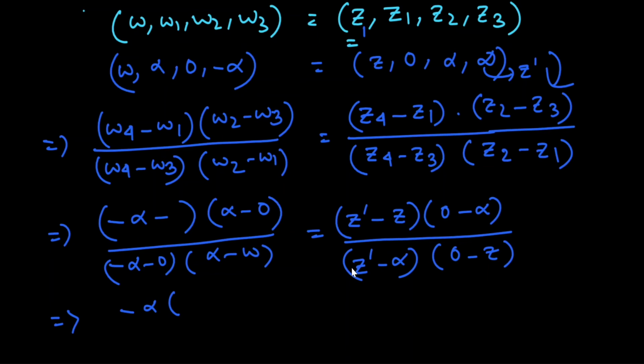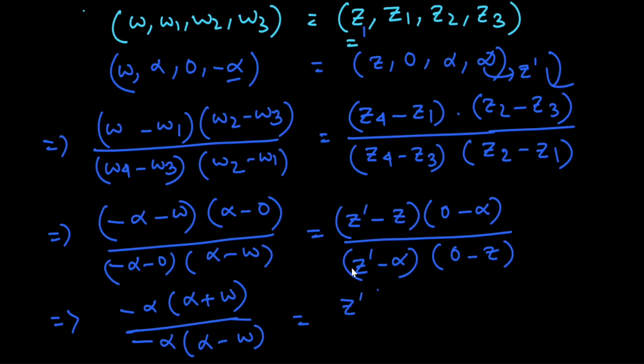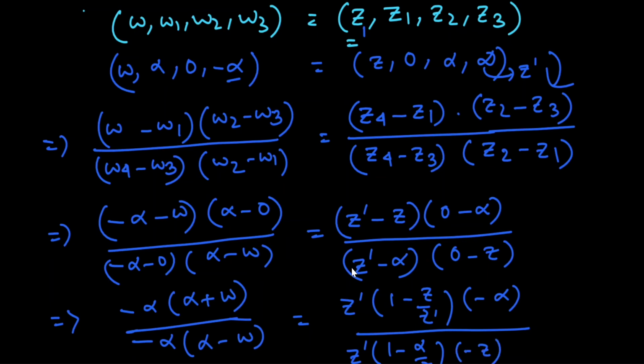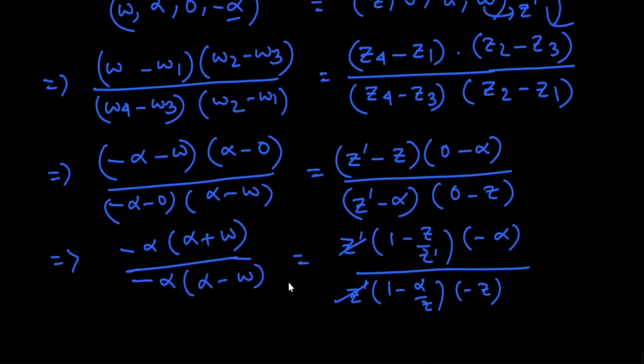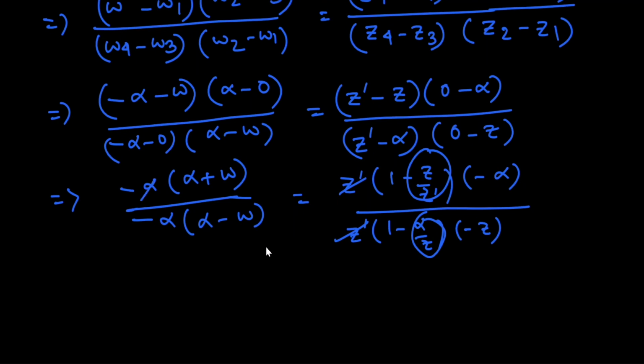So W1, W4, this is W. Alpha into minus alpha into alpha plus W by minus alpha into alpha minus W. This is equal to, take common Z dash: 1 minus Z by Z dash minus alpha by Z dash into 1 minus alpha by Z into minus of Z. Z dash cancels, and since Z dash equals infinity, this term goes to 0 and this term also goes to 0. So alpha minus alpha cancels.